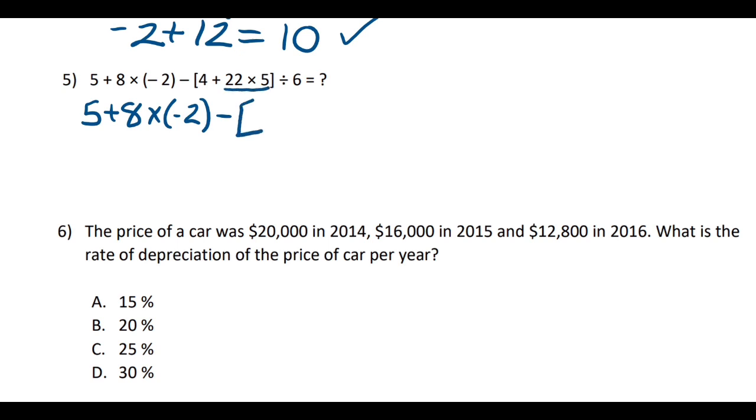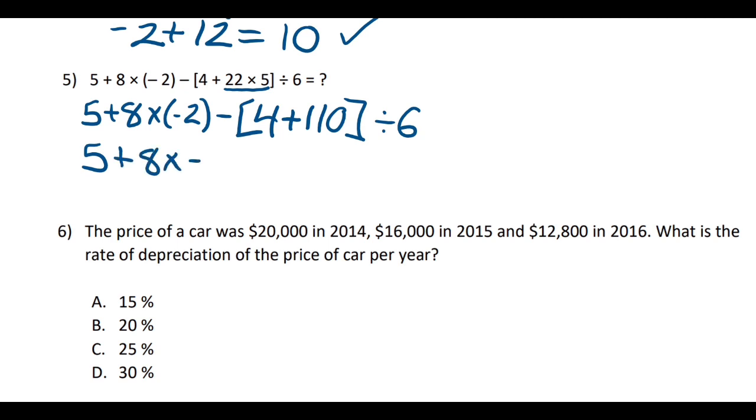22 times 5 is 110, divided by 6. We're going to continue by simplifying the inside of the parentheses. 5 plus 8 times negative 2 minus 4 plus 110 is 114, divided by 6.